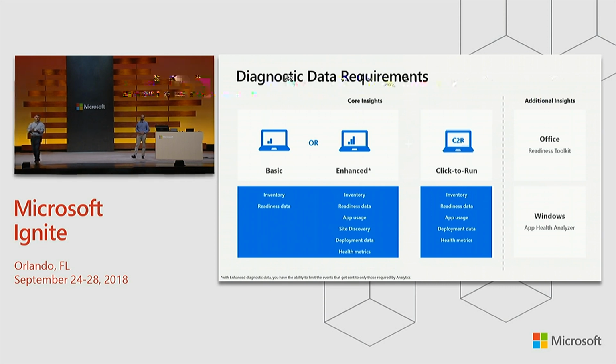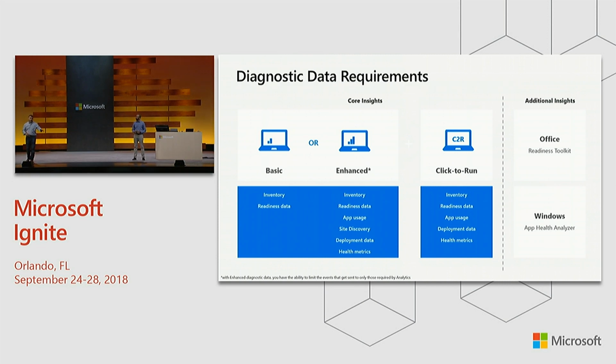How much is the app being used, right? Think about device health, right? What sites are they using? Deployment data, like how fast or what are the scenarios that are failing from a deployment perspective? And then health metrics, right? So how healthy is that, right? And how do we take those metrics?